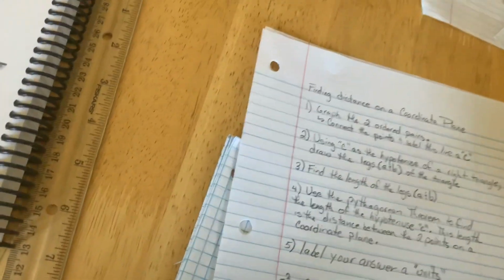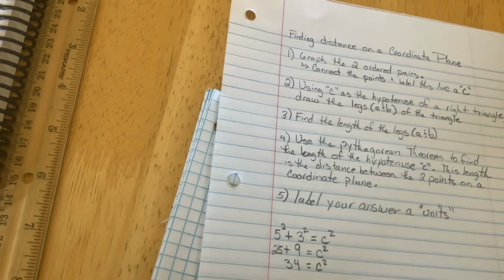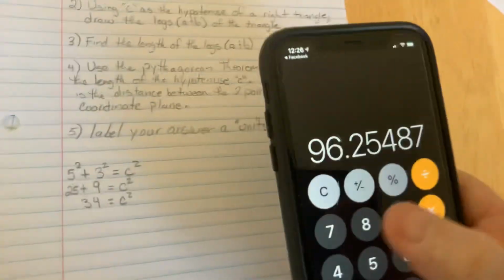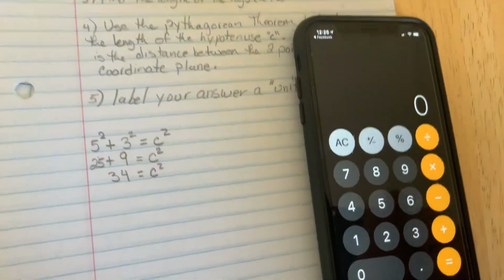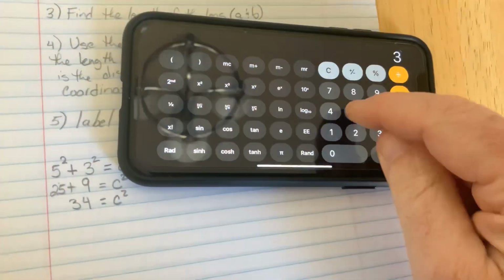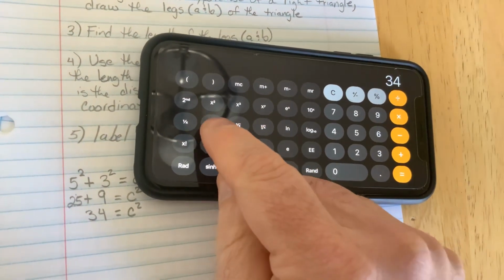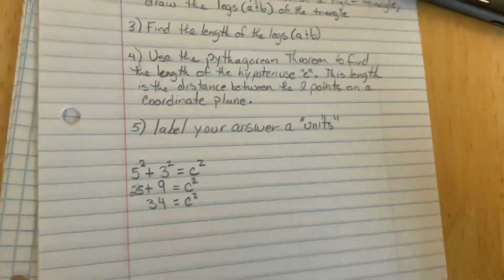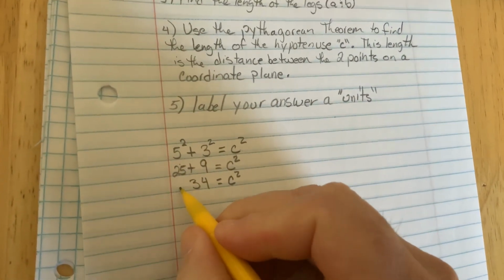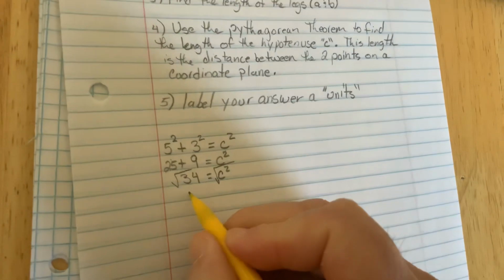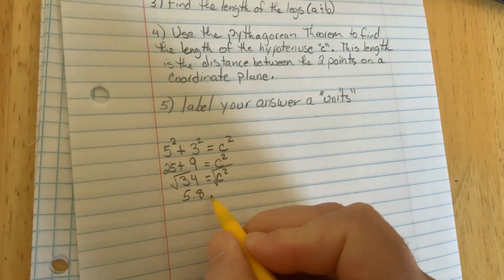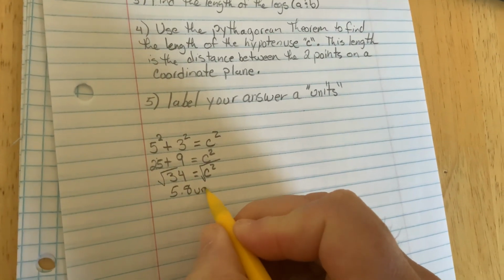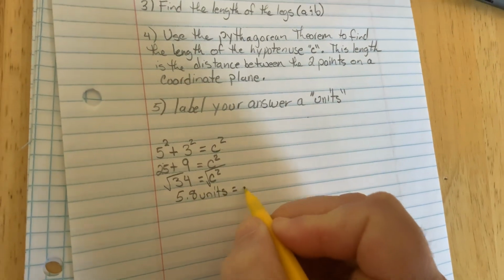Okay. Now I'm going to make sure that I use my calculator. Okay. And I say, all right, I go 34, go to the scientific form of my calculator. Oops. 34, and then I hit square root, and I get 5.8, all right? So I should have written down that I was square rooting both sides, and I get 5.8. Now, it's important that you label this units equals C.